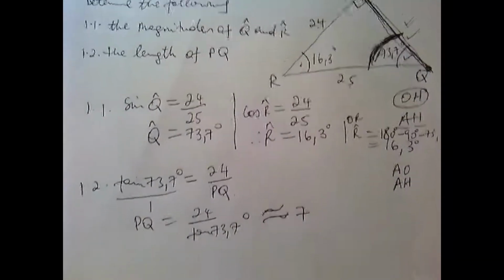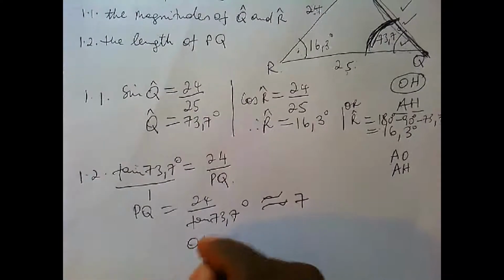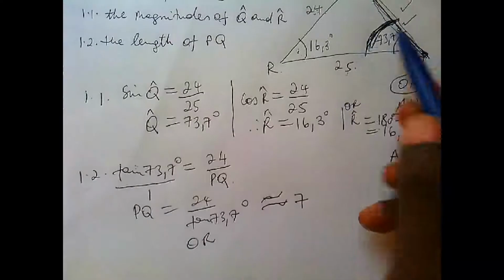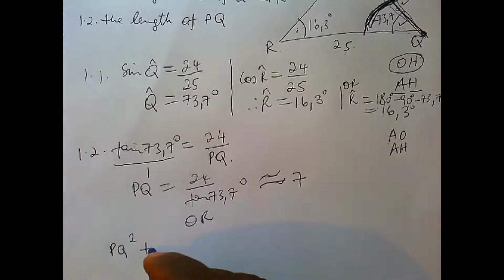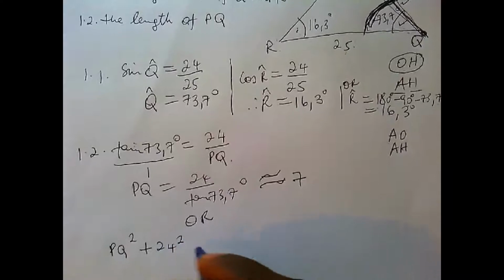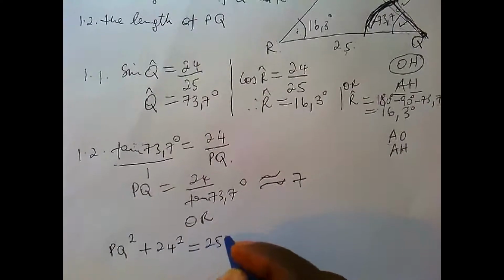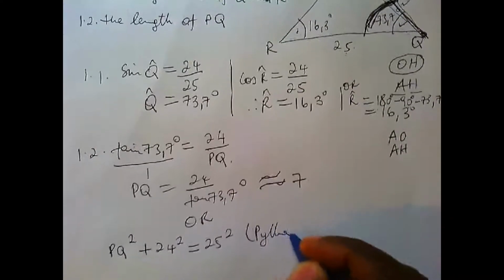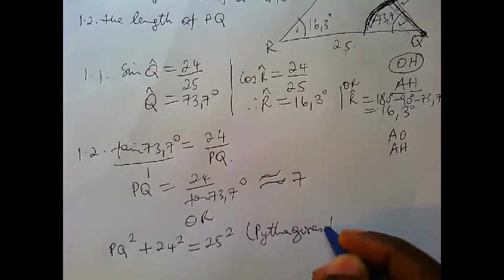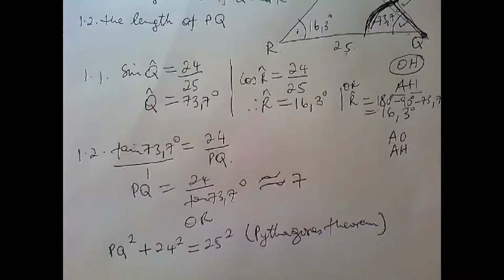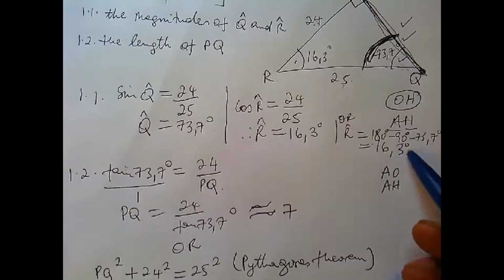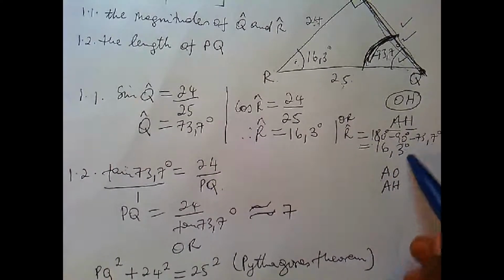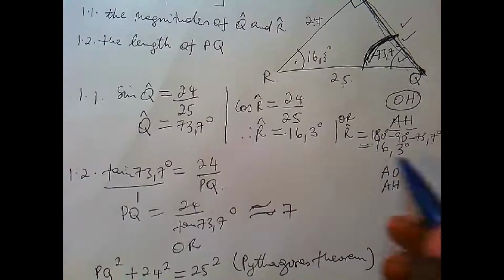But you could have used Pythagoras theorem as well, by saying PQ squared plus PR squared, which is 24 squared, will be equal to 25 squared. And now that will be Pythagoras theorem as a reason. Now you would have to put a reason, just like you would have to put a reason when you are using Euclidean geometry to find the third angle and say sum of angles of a triangle.